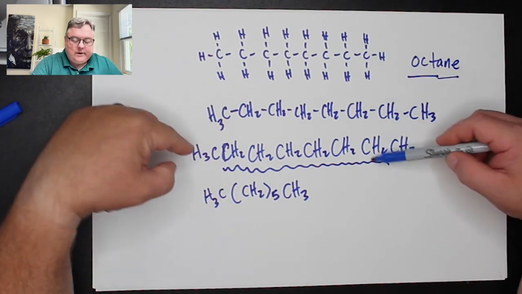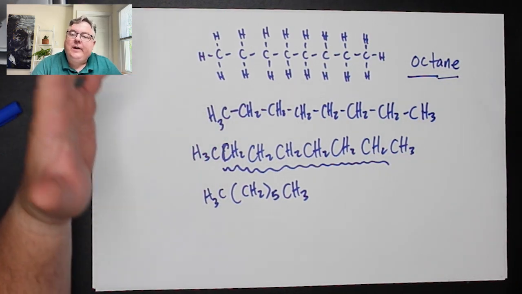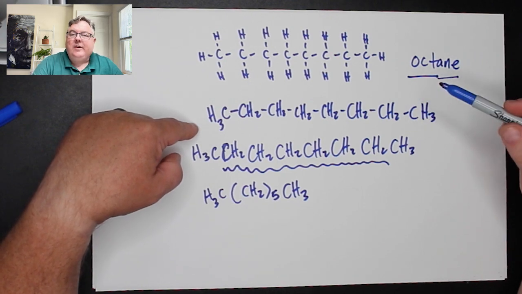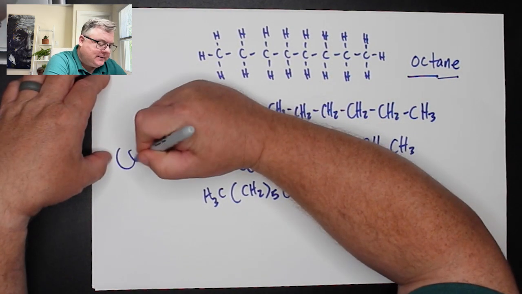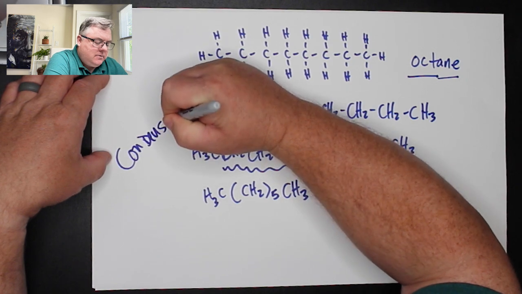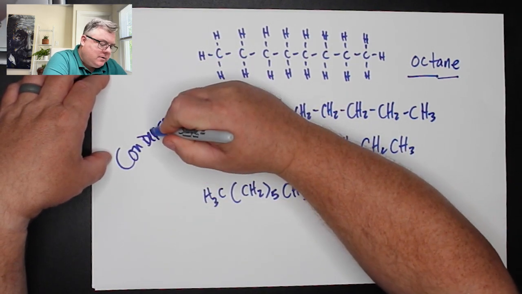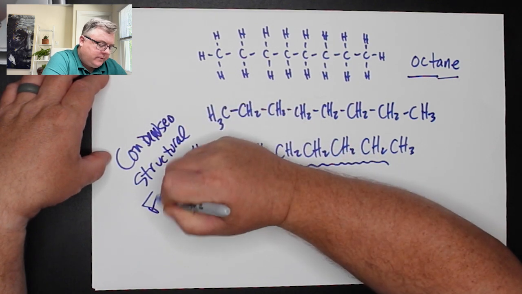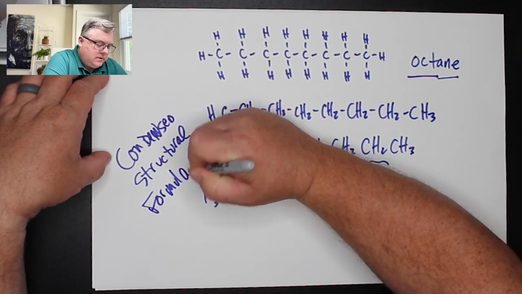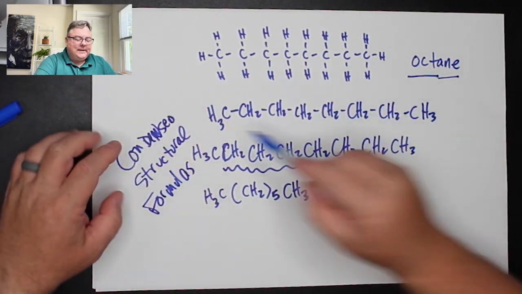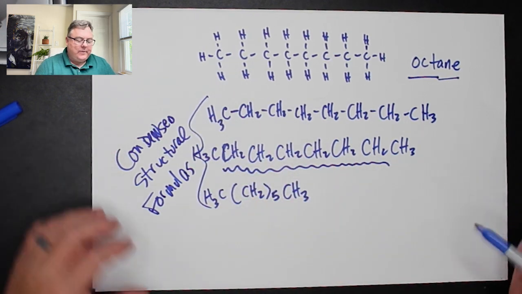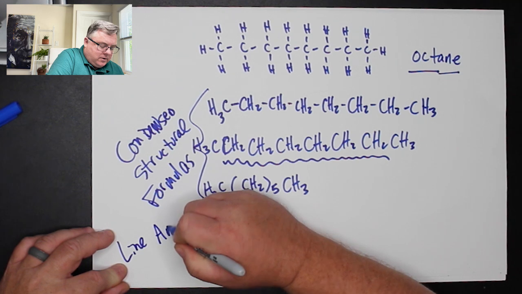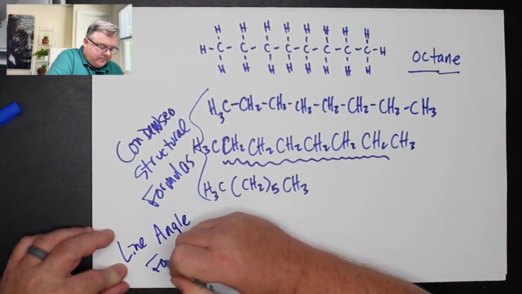Now, these are called the condensed structural formulas. So I'm just condensing it down and drawing them out. There's another way of drawing this out that's also pretty quick. We call that the line angle formula.